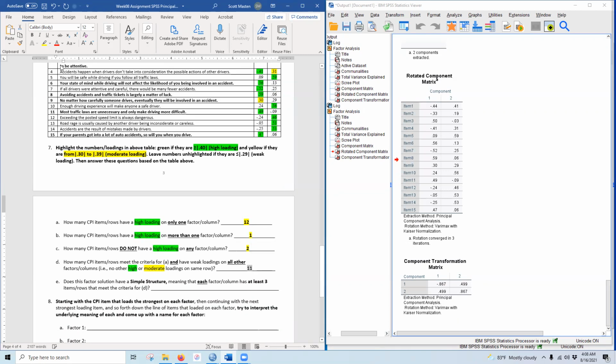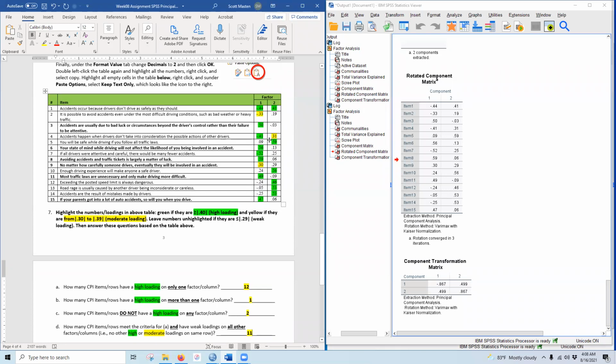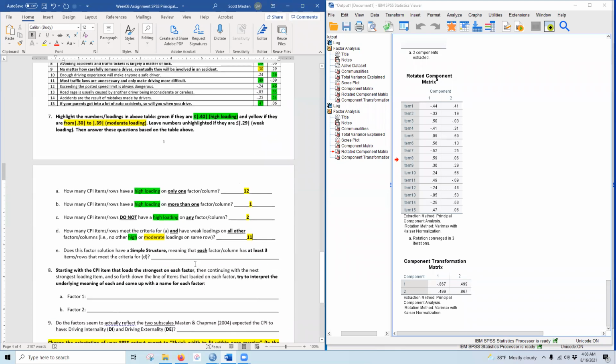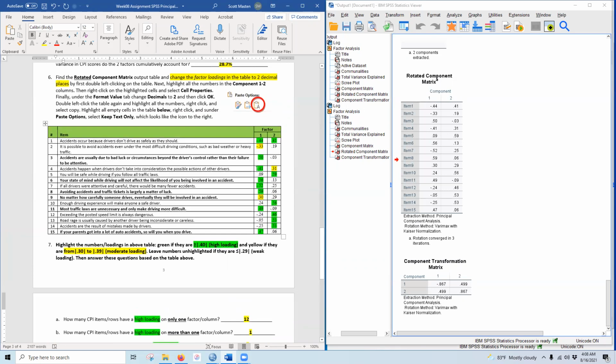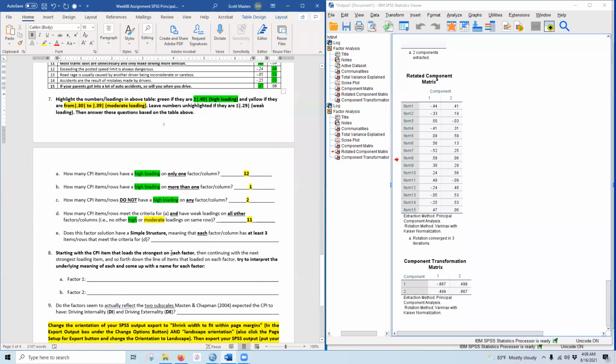So to double check it, we know that there were 12 right here that had a high factor loading on only one factor column. So that means we got rid of at least one because it had a yellow one, right? Moderate. And that would be this one right here. This one was high on here, but yellow there. So again, 11 total items meet the criteria for A and have weak loadings on all other factors. That is, no other greens or yellows.